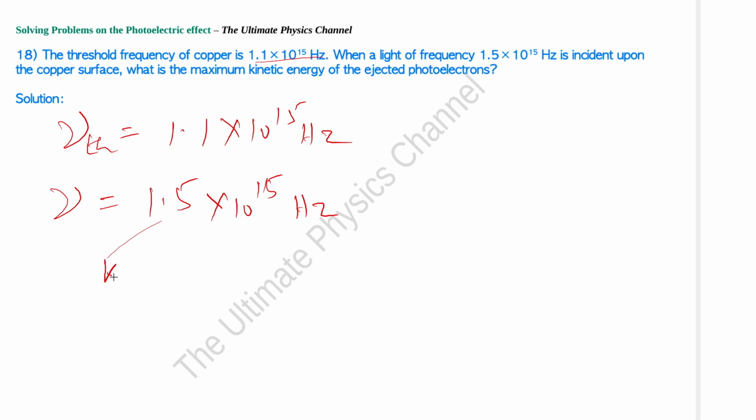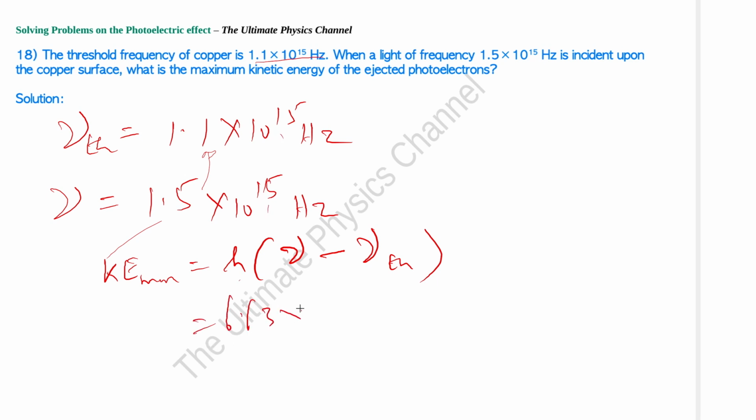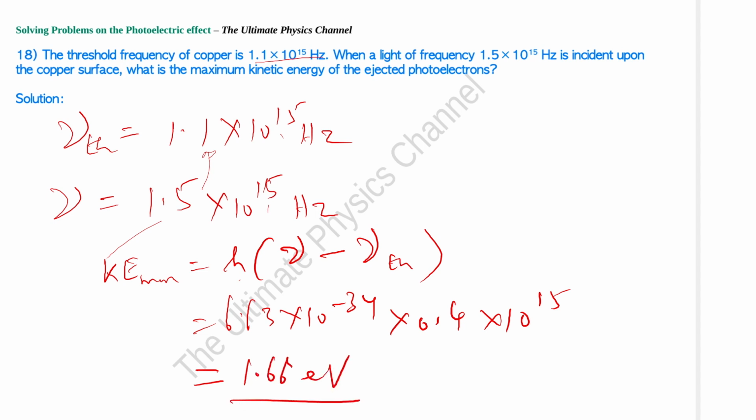So KE max is equal to h times nu minus nu threshold. So the difference here is straight away 0.4 times 10 power 15 times this. So 6.63 into 10 power minus 34 times 0.4 times 10 power 15. If you do the numbers, you get in eV, 1.66 eV. That's the answer you get. Let's move on to the next one.